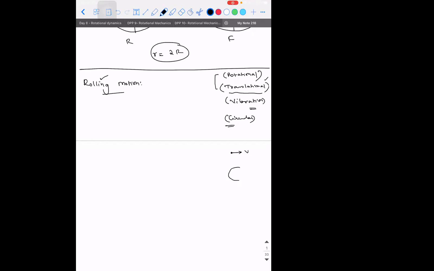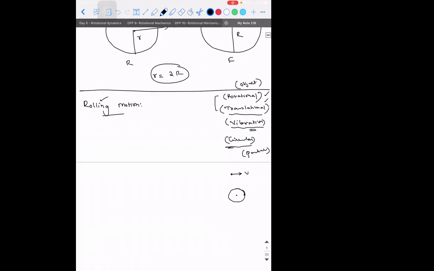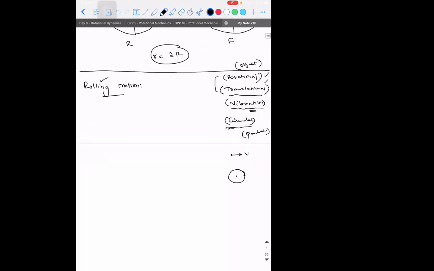If an object is revolving about a fixed axis, then we call it rotation motion. If there is a particle which is revolving in a circular track, we call it circular motion. So circular motion is associated with a particle, rotation motion is associated with an object. Vibrational motion means there is a to and fro motion. Now, keeping all these concepts in mind, tell me what exactly does rolling motion mean.